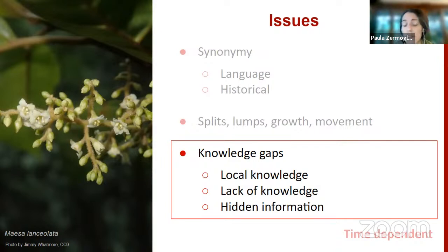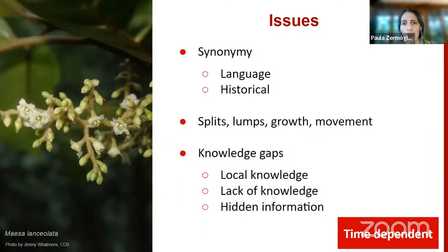And then there is the hidden information, which again can have many different causes, but the net effect is that we cannot find that information and hence use it to georeference and to make the records better. So we have to keep this in mind when we're thinking of historical locations and other difficult locations. And of course, all of these issues are time dependent.